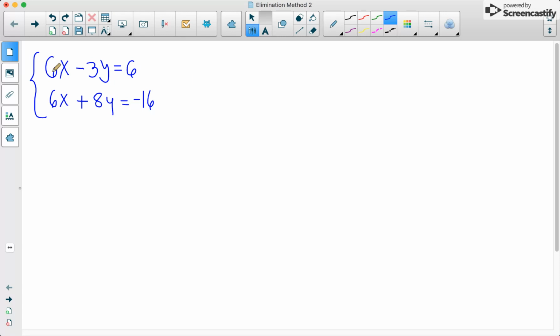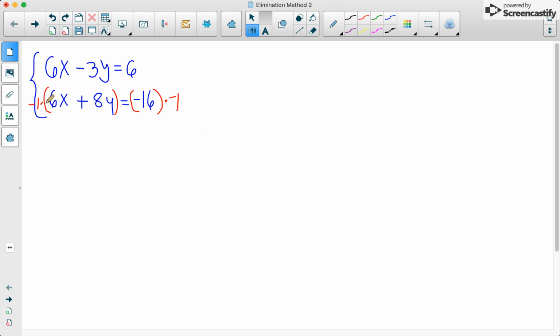So unfortunately, these two equations, by just adding them, I cannot eliminate a variable, but I can see that I have a 6x and a 6x over here. So technically they could eliminate if one of them was negative. So I'm gonna make one of them negative. Let me try that. I think I'm gonna make this one negative by multiplying by negative 1. So I'm going to multiply both sides of my equation by negative 1.